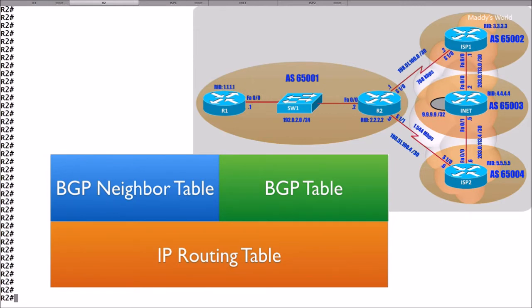Another reason that a route in the BGP table might not appear in the IP routing table is the next hop address that shows up in the BGP table for a specific network. That next hop address might not be reachable based on the IP routing table. If the router cannot get to the next hop, then it's not going to inject that route into the IP routing table. Now let's take a look at some show commands.